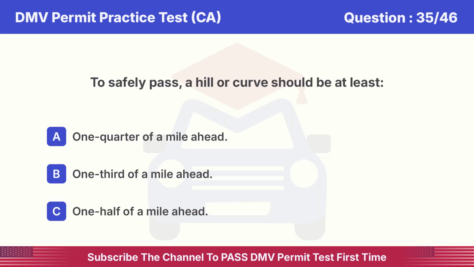Question 35. To safely pass, a hill or curve should be at least: Option A, 1/4 of a mile ahead. B, 1/3 of a mile ahead. C, 1/2 of a mile ahead. Answer is B, 1/3 of a mile ahead.